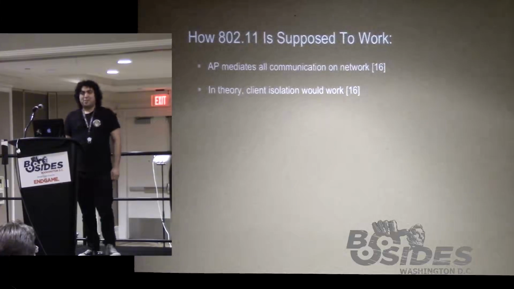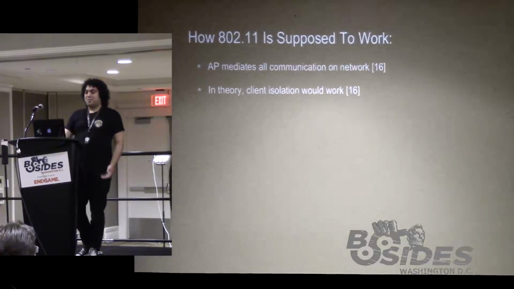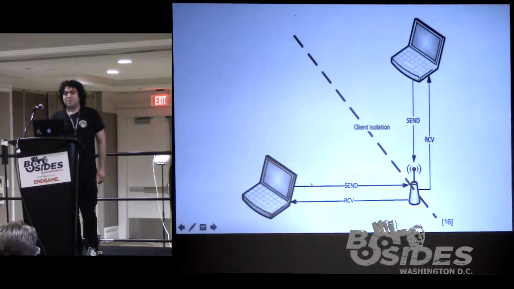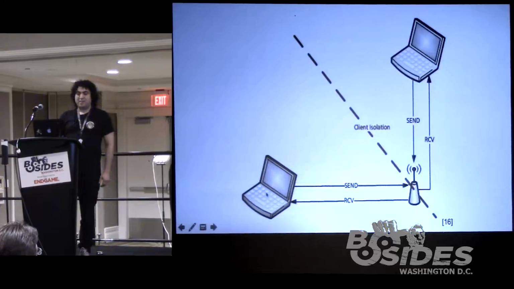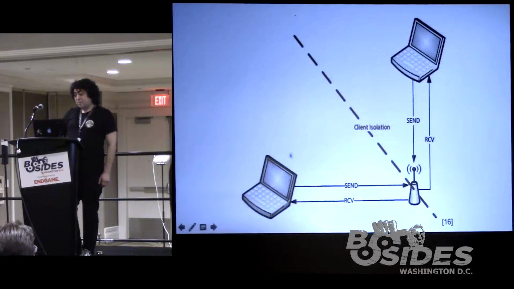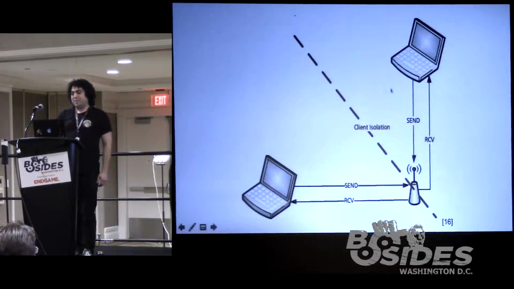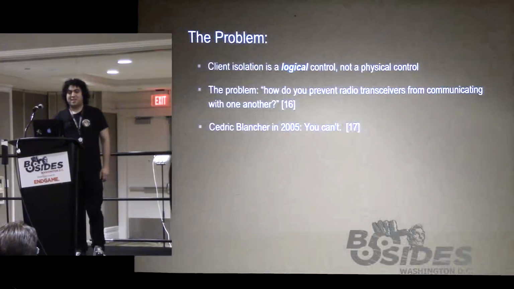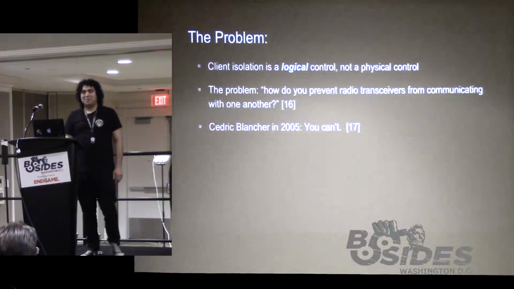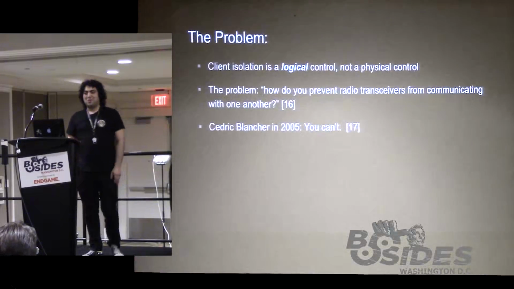So the way that 802.11 is supposed to work is that the AP is supposed to mediate all communication on the network, right? So in theory, if this guy down here, can you guys see my mouse moving around? Cool. In theory, if this guy here is trying to communicate with this guy, the AP can just intercept the packet and drop it and say, no, you can't do that. But the problem with this is that client isolation really is a logical control. It's not a physical control.